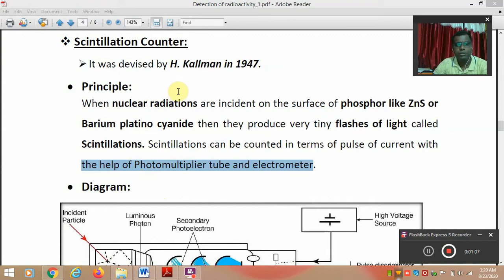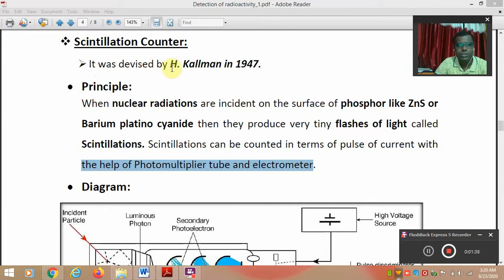So today in this part of the video we are going to discuss the second type of counter, or the instrument used to identify and measure the type of radiations emitted by a radioactive element, which is called the scintillation counter. So dear friends, today in this part we are going to discuss the scintillation counter.